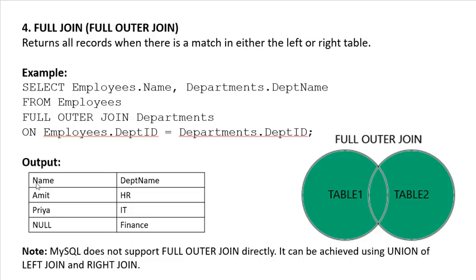So the output is names and department names: first Amit is HR, Priya is IT, and null is given for the final one. And as a note, MySQL does not support a full outer join directly, but it can be achieved using the union of a left join and a right join.